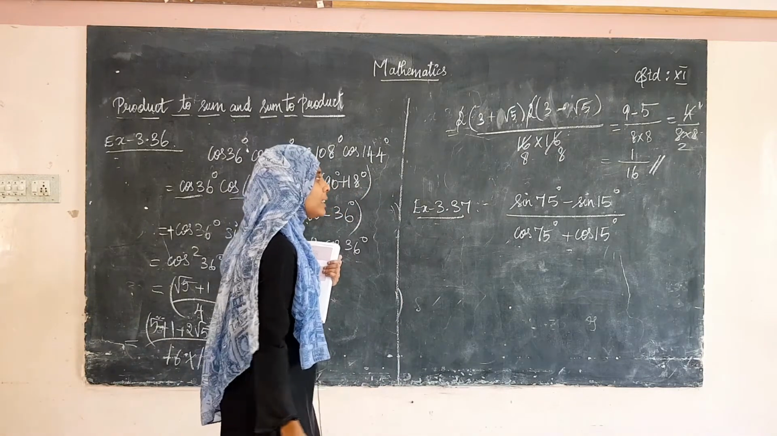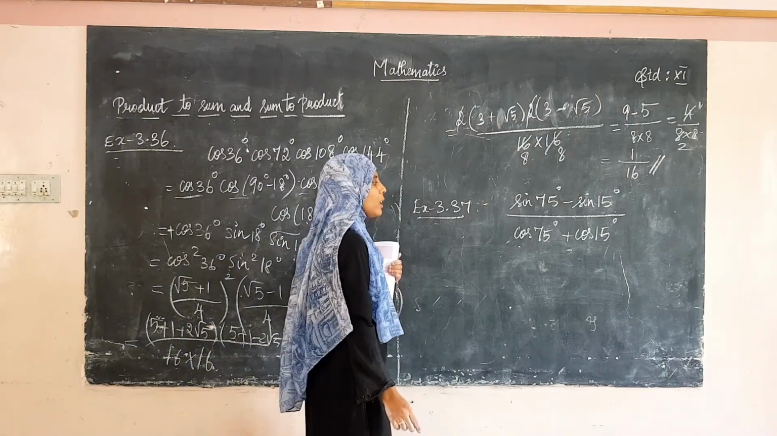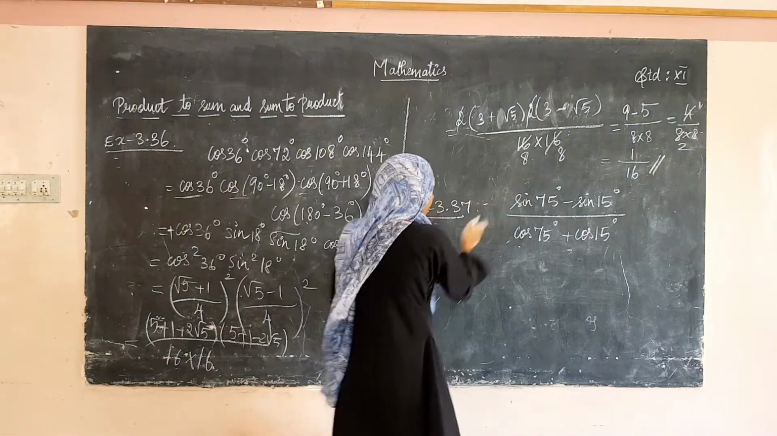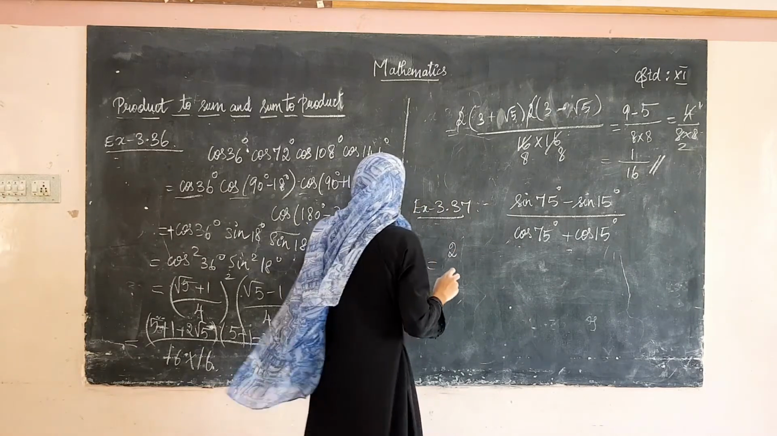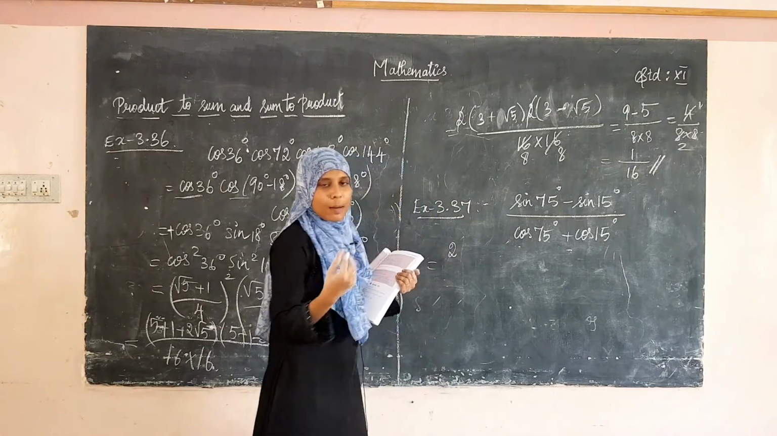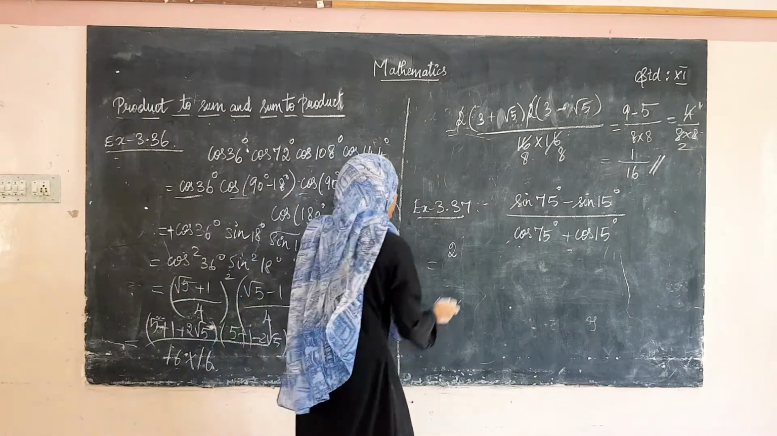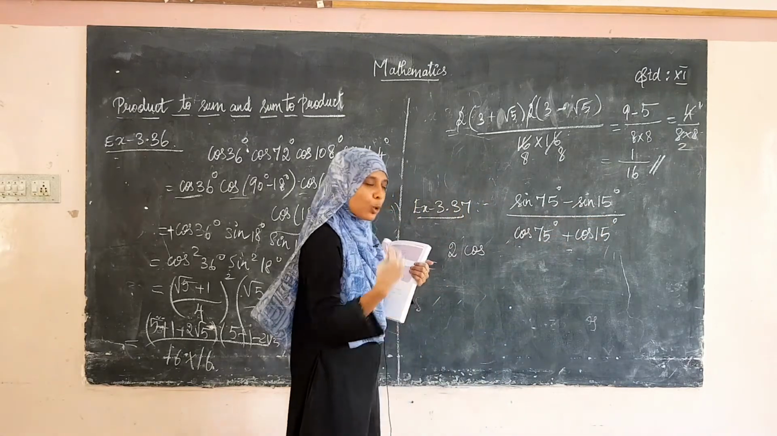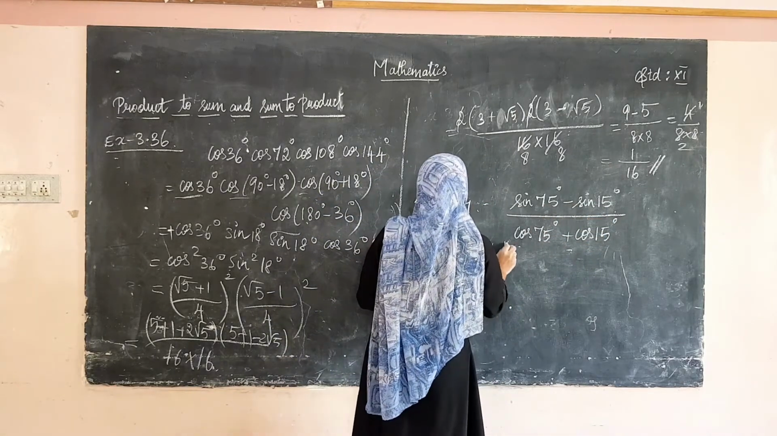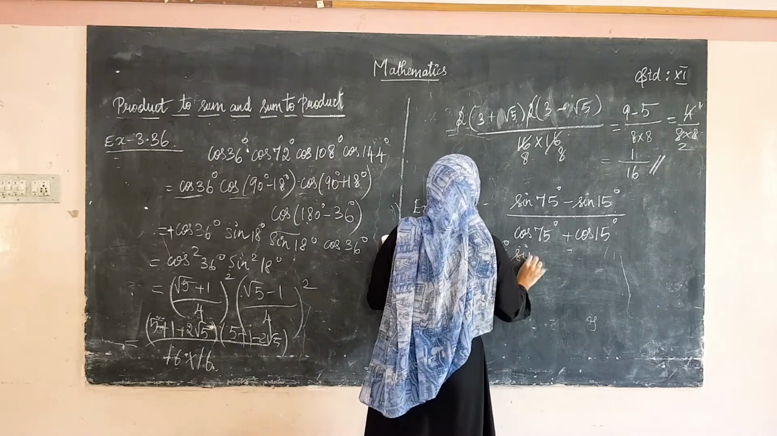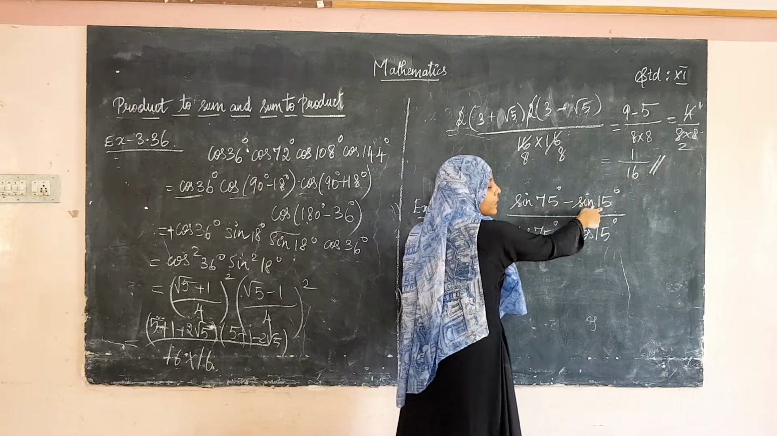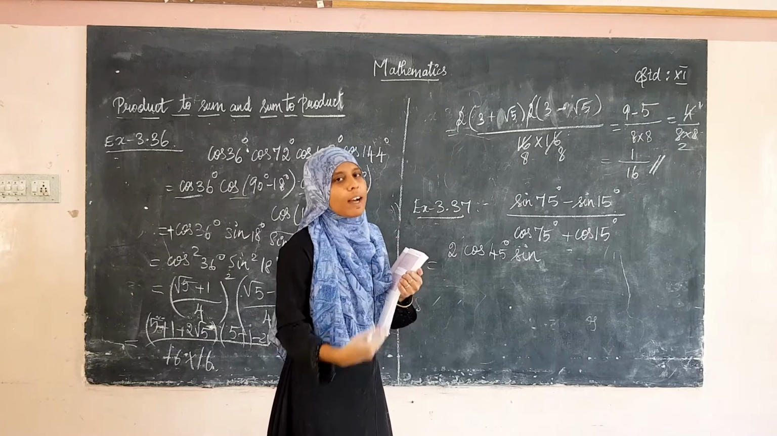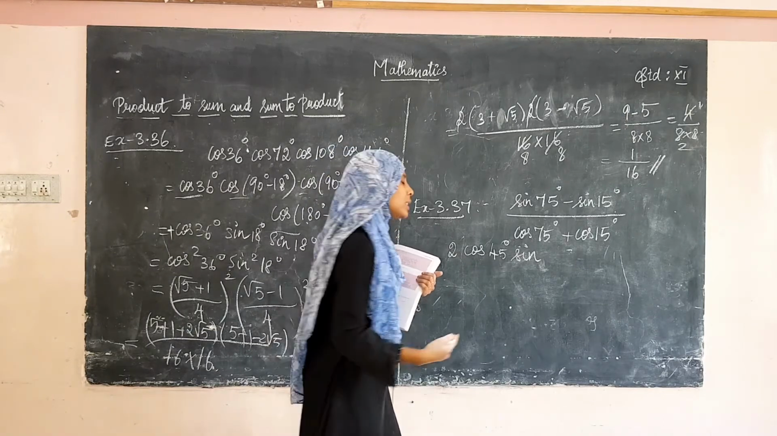Okay, see the next sum. Example 3.37: sin 75 degree minus sin 15 degree divided by cos 75 degree plus cos 15 degree. This is in the format of sin C minus sin D in the numerator. So what is the formula? 2 into cos (C plus D) divided by 2 and sin (C minus D) divided by 2. C plus D is 75 plus 15, which is 90. 90 divided by 2 is 45 degree. Cos 45 degree into sin (C minus D) by 2. C is 75, D is 15. 75 minus 15 is 60, divided by 2 is 30. Sin 30 degree.